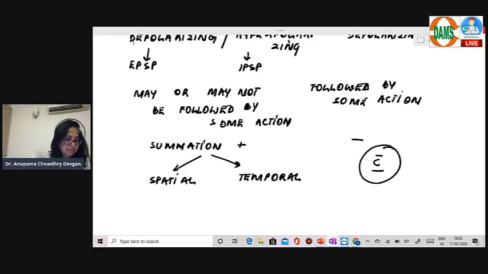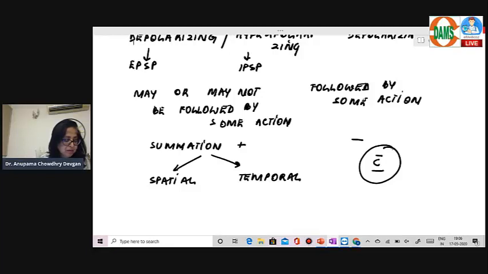Madhumita has a very long question. I can't read it. What is it? In subthreshold potential, how do the voltage gated channels close? Is it due to saturation? Oh, we'll discuss it, Madhumita, don't worry. I still have to explain what will happen to the channels. This is just the basics right now.